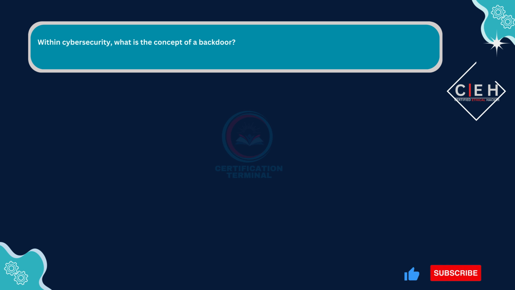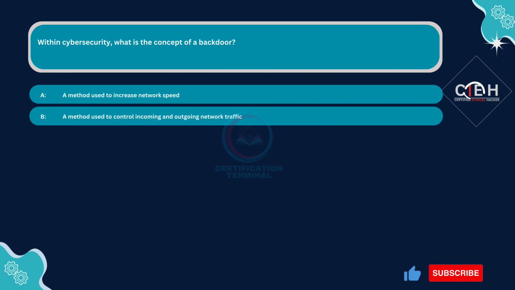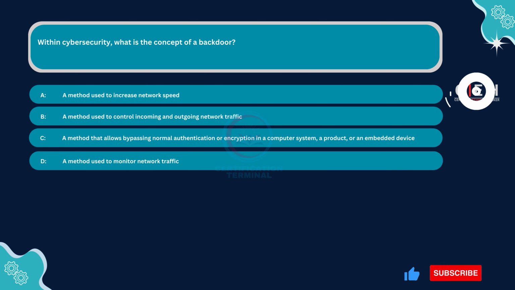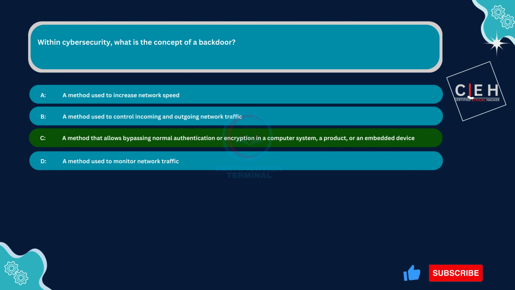Within cybersecurity, what is the concept of a backdoor? Option A, a method used to increase network speed. Option B, a method used to control incoming and outgoing network traffic. Option C, a method that allows bypassing normal authentication or encryption in a computer system, a product, or an embedded device. Option D, a method used to monitor network traffic. The correct answer is Option C, a method that allows bypassing normal authentication or encryption in a computer system, a product, or an embedded device.